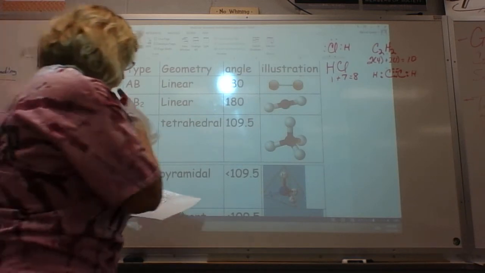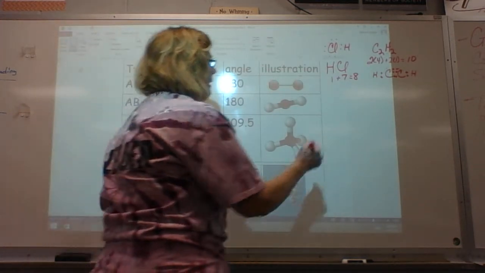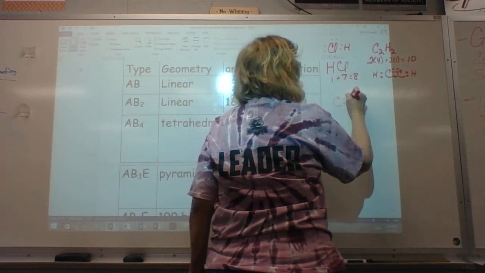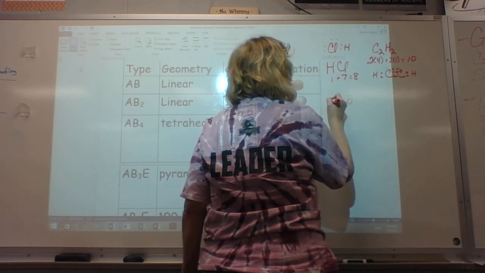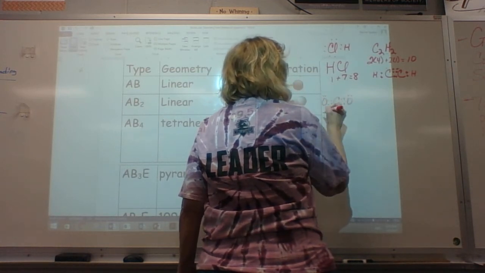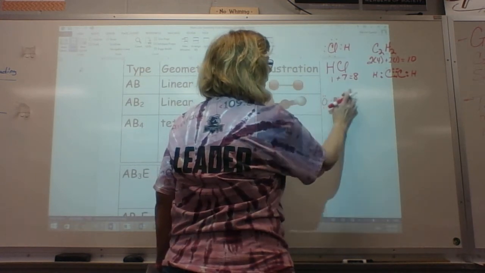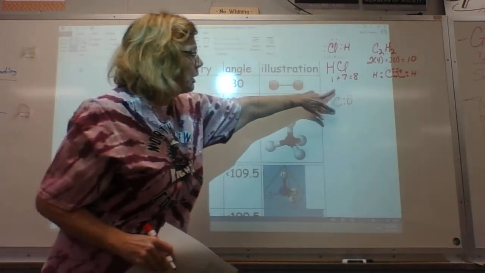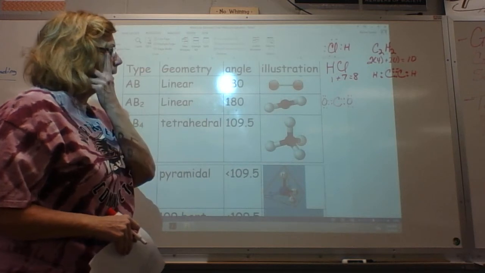Another example of the AB2 one would be carbon dioxide. This is what the structure for carbon dioxide looks like. It's a multiple bond, a double bond to oxygen. So you see everything has 8 electrons when you do that, and there's no unshared pair on the central atom. That's what makes it linear at 180 degrees.